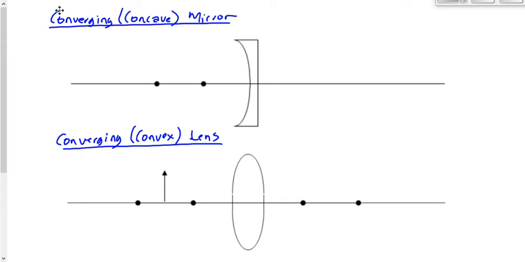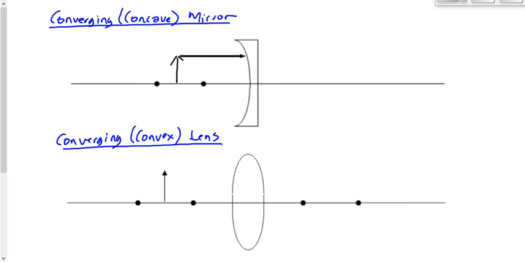Now, what I want to do here is draw the connection between these two optical devices, the converging mirror and the converging lens. I want to put an object right here in the converging mirror, same place as I have it for the converging lens. And I'm going to draw the ray diagram for both of these. For the mirror, and this is what we did yesterday, we draw two rays. There's three that we can draw, but two that we ever need to draw.